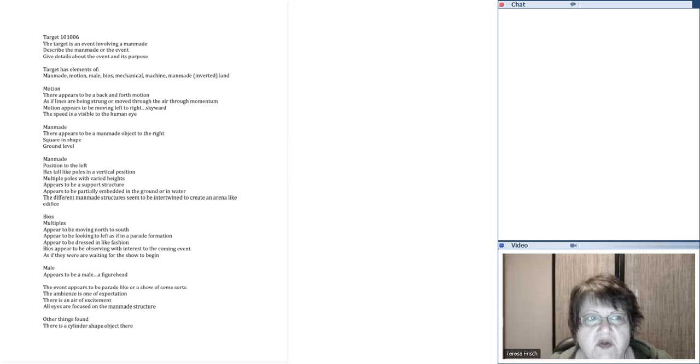The bios, multiples, appear to be moving north to south, appear to be looking to the left as if in parade formation, appear to be dressed in like fashion, appear to be observing with interest the coming event as if they were waiting for a show to begin. Male appears to be a figurehead. Event appears to be parade-like or a show of some sort. Ambiance is one of expectation. There is an air of excitement. All eyes are focused on the man-made structure. Other things found: there is a cylinder-shaped object there.